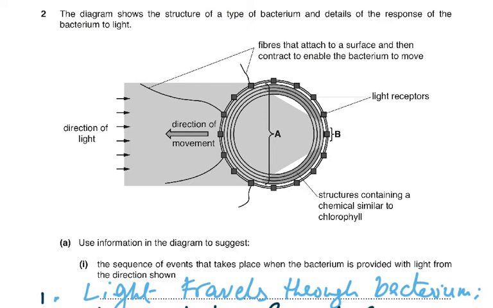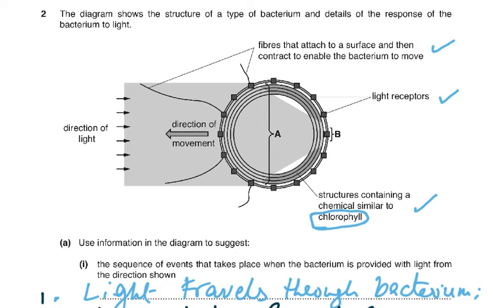Then question 2 is the diagram shows the structure of a type of bacterium and details of the response of the bacterium to light. Fibers that attach to a surface and then contract to enable the bacterium to move. Then there are light receptors. Then there are structures containing a chemical similar to chlorophyll. Now that is something which you needed to read and be careful and understand.